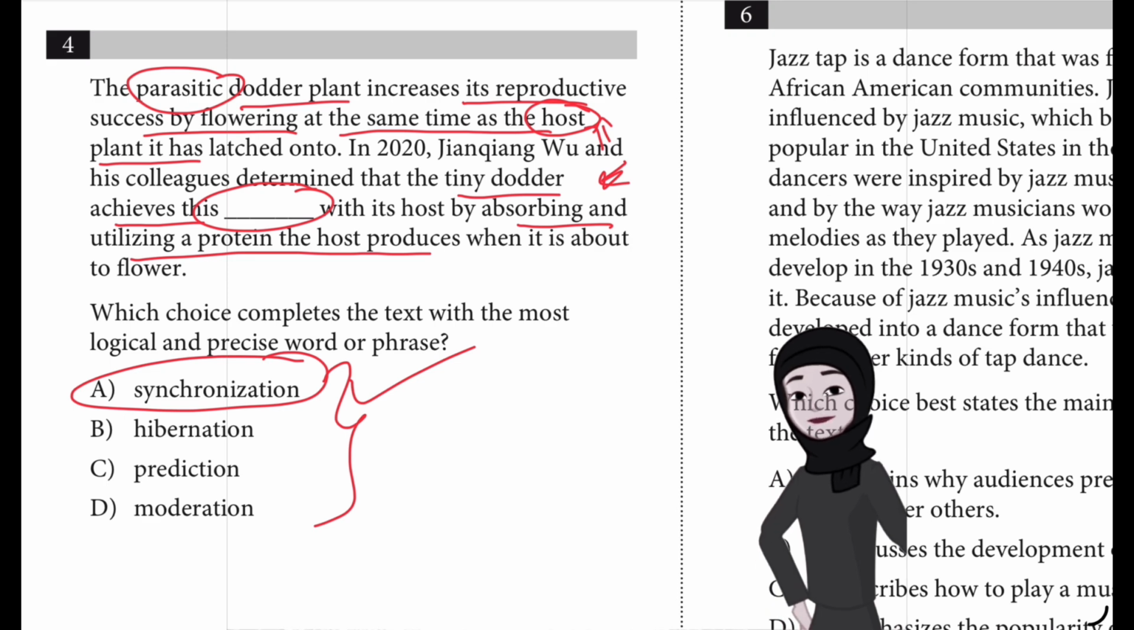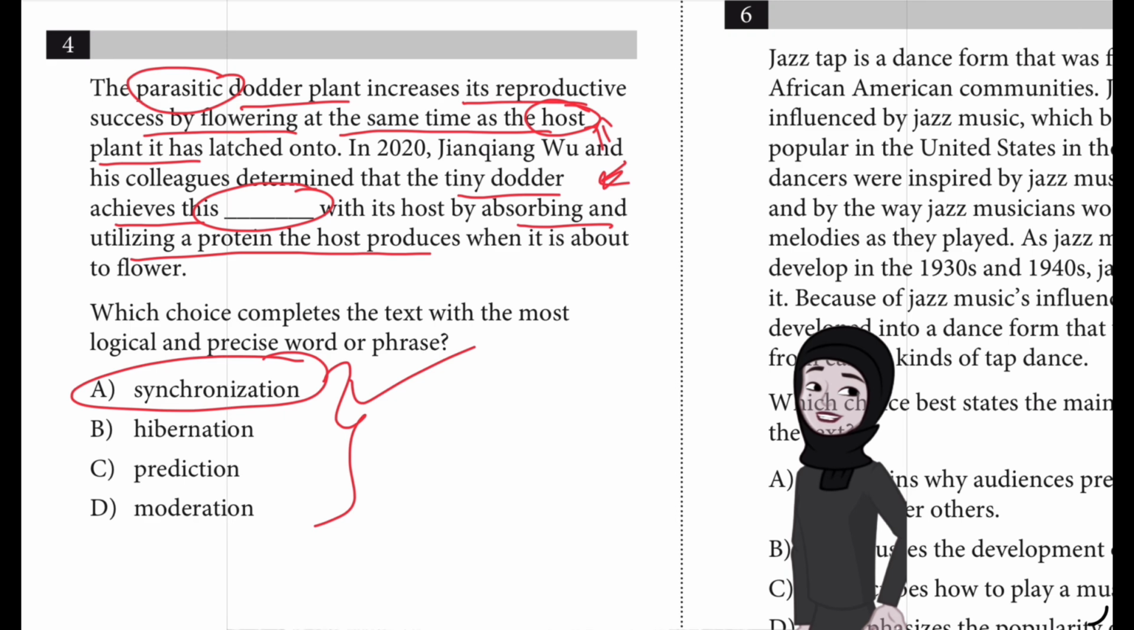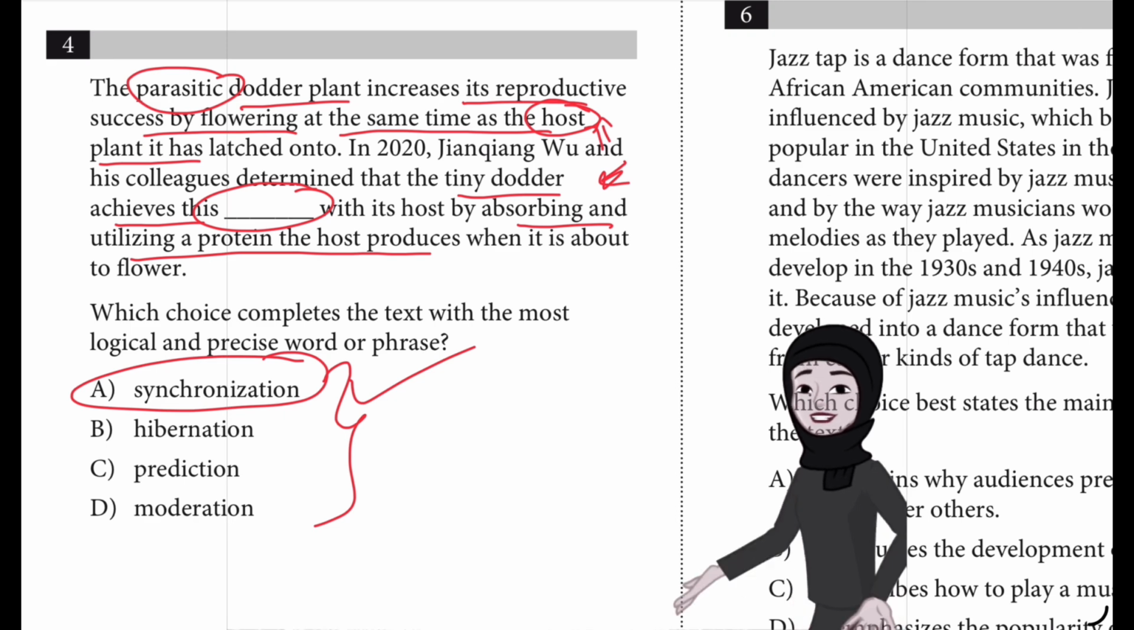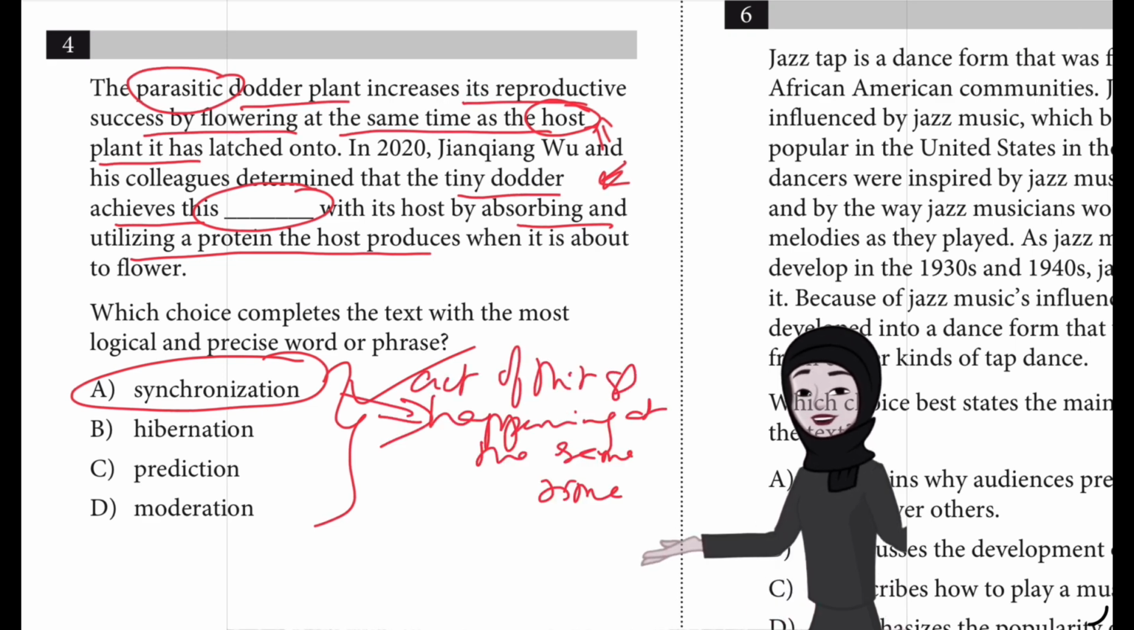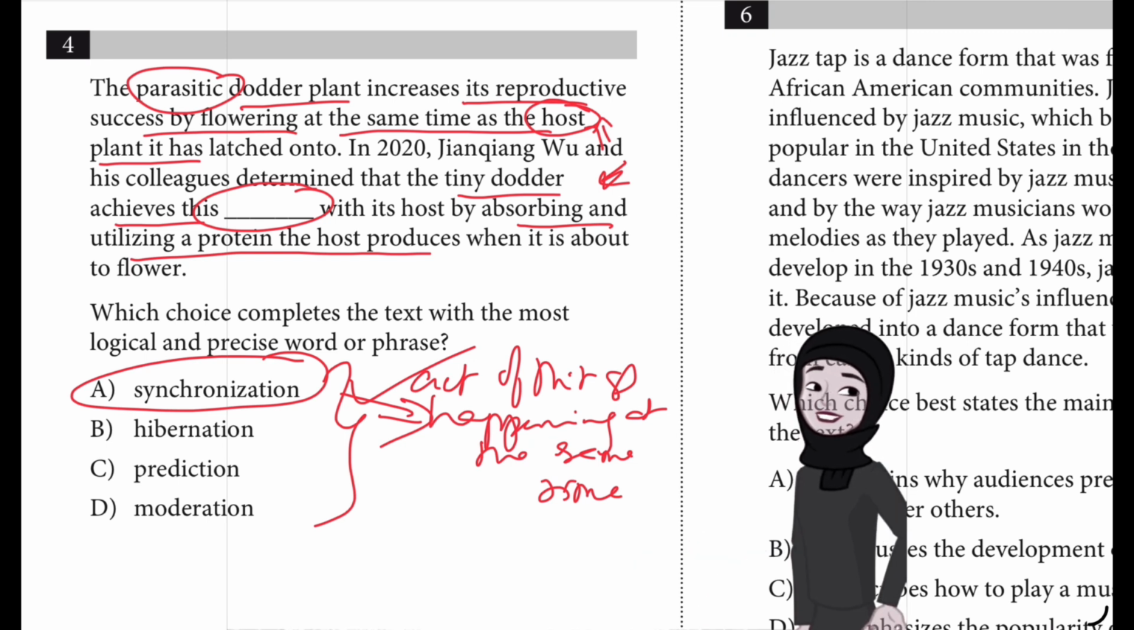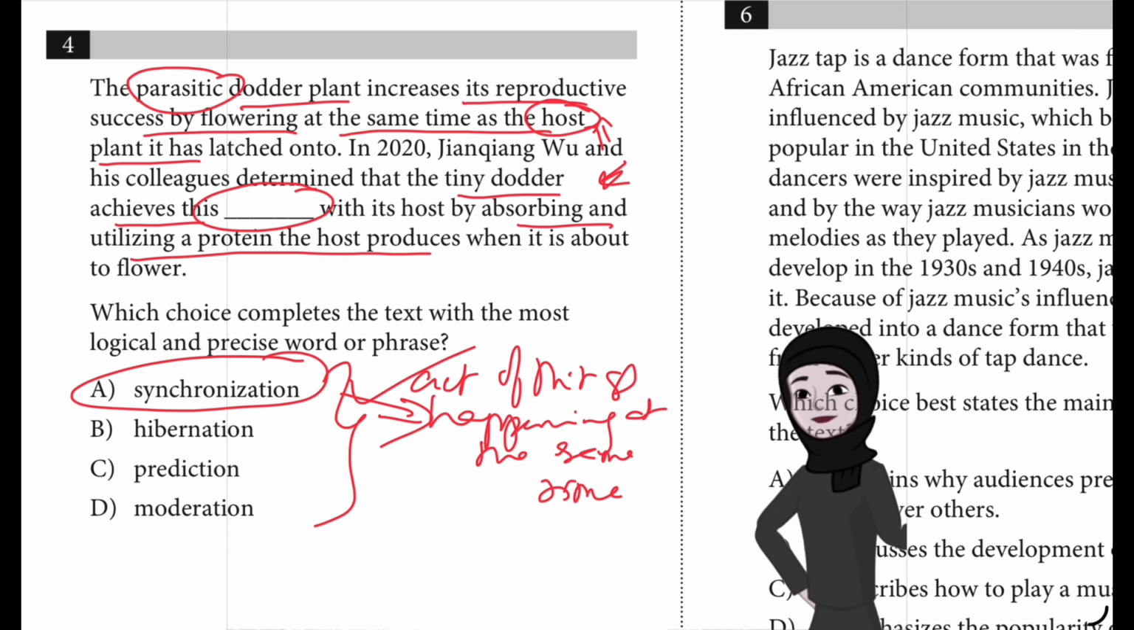as the host plant. So choice A is the best answer because it most logically completes the text's discussion of a relationship between the dodder plant and its host plant. As used in this context, synchronization means the act of things happening at the same time. The text indicates that the dodder and its host plant flower in unison and that this synchronization occurs because the dodder makes use of a protein produced by the host shortly before flowering. So it will use the same protein and flower at the same time.